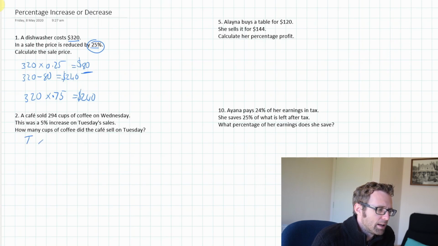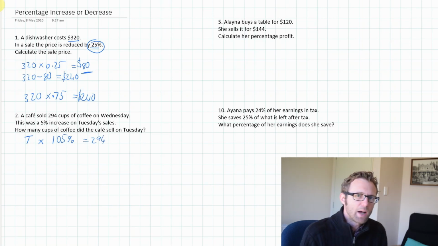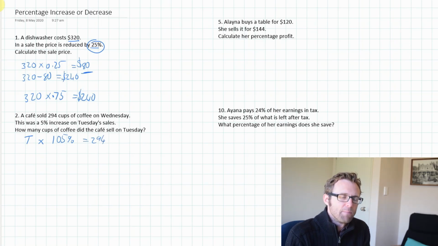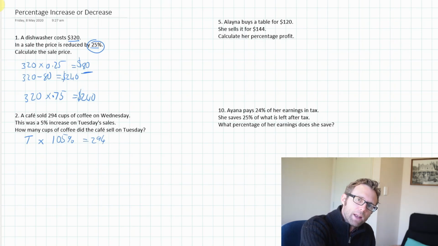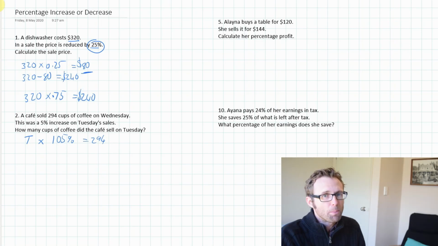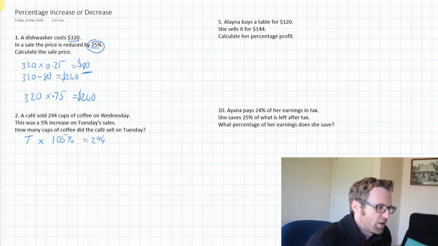And Wednesday's sales are an increase of 5% on Tuesday's sales. So we're timesing by 105% to get 294. Why is it 105%? Well, if we times by 100%, we get the same number again. So if Wednesday sold the same number of cups as Tuesday, it would be times by 100%, because it'll give you the same answer. That's like timesing by 1. But if you've increased by 5%, it's that 1, the same amount, and on top of that another 5%. So that's why we times by 105%.